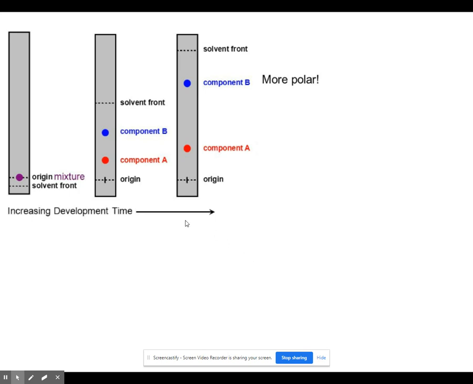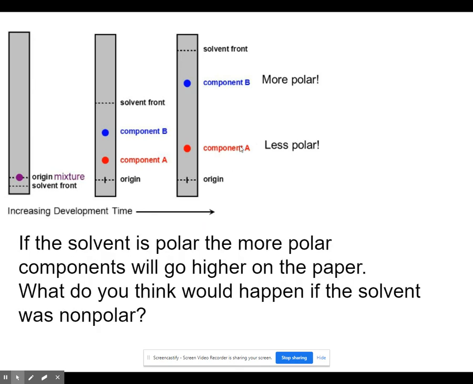Okay, so again, this just shows you the more polar substance, component B, is going to rise to the top as that solvent develops over time on this chromatography film. The less polar substances are going to stay here at the bottom. If our solvent is polar, the more polar components will go higher on the paper. What do you think will happen if the solvent is nonpolar? Well, a nonpolar substance will not be attracted to the paper and it won't travel as far.